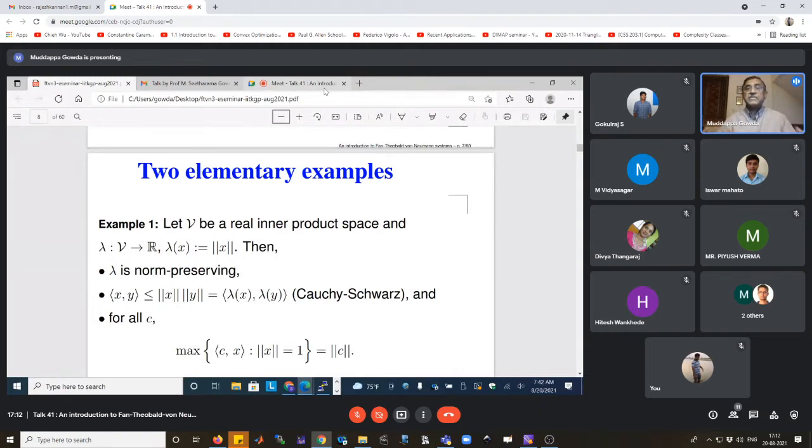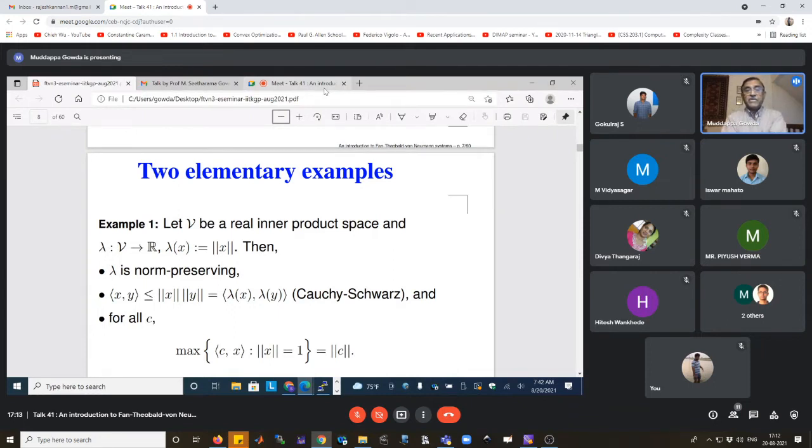Okay. So I'm going to start with two elementary examples and then move on to some rigorous, serious examples. The first example is a simple one: let V be a real inner product space and lambda going from V to R is simply the norm. So lambda x equals norm of x. Immediately we observe that lambda is not linear because the absolute value of lambda x is the same as norm x. So lambda is non-linear and non-preserving.